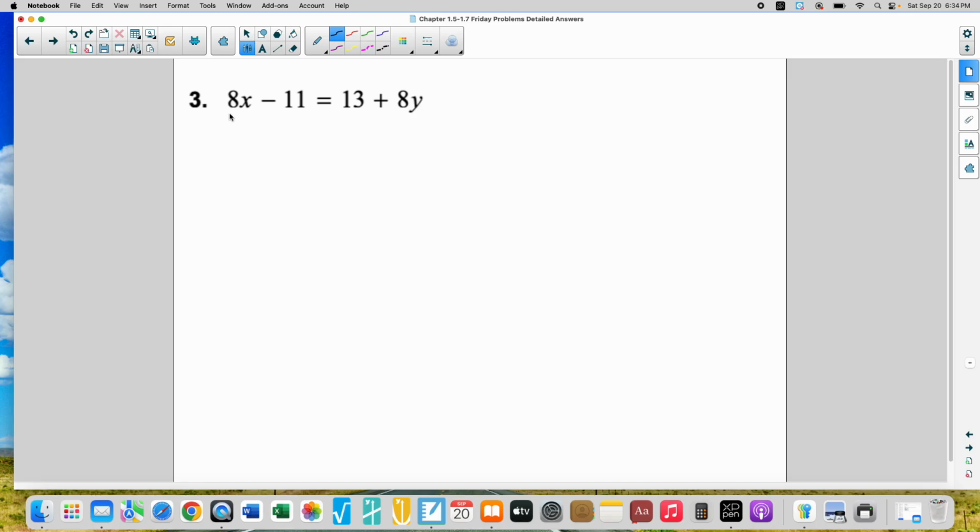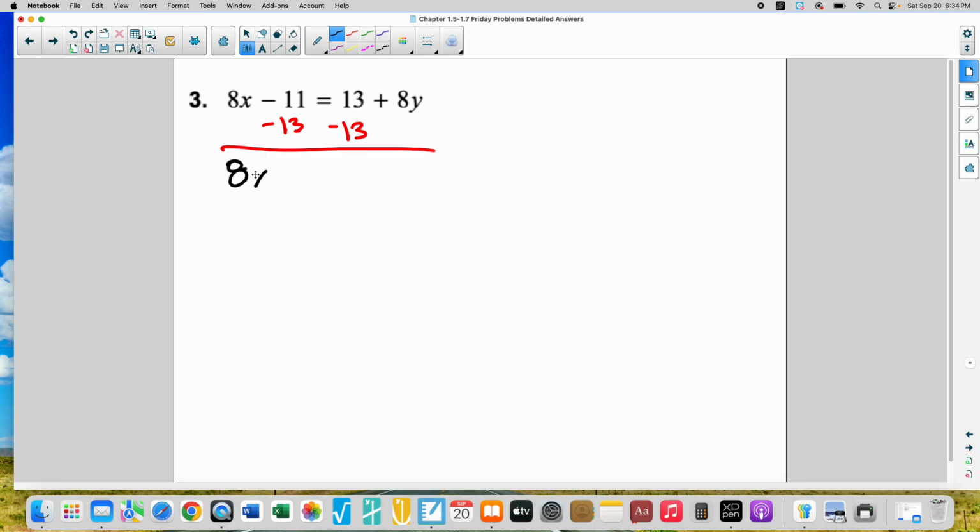We're getting y by itself. Make sure you know which variable you're isolating. And in this case, we're going to align it. We only do it one side to the right, one side to the left. And if we have like terms, we're going to align those.